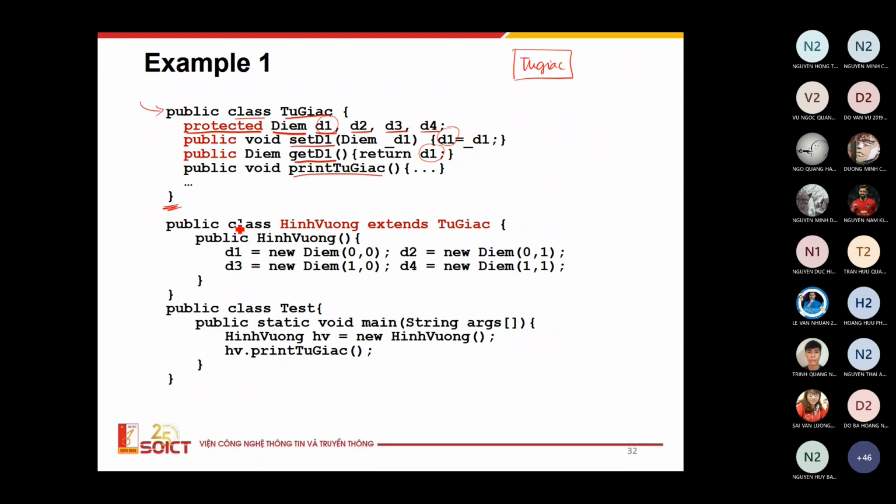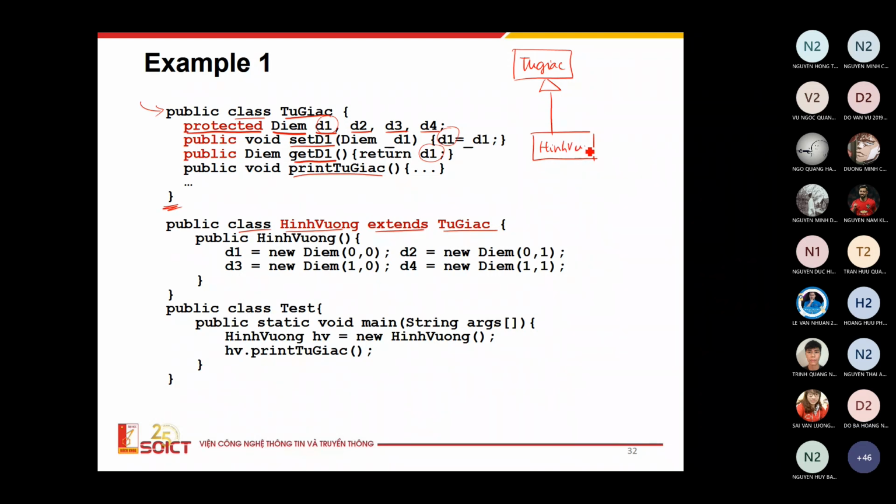Next, we have a hình vuông class. We extend from the tứ giác class. So here you have the inheritance relationship.